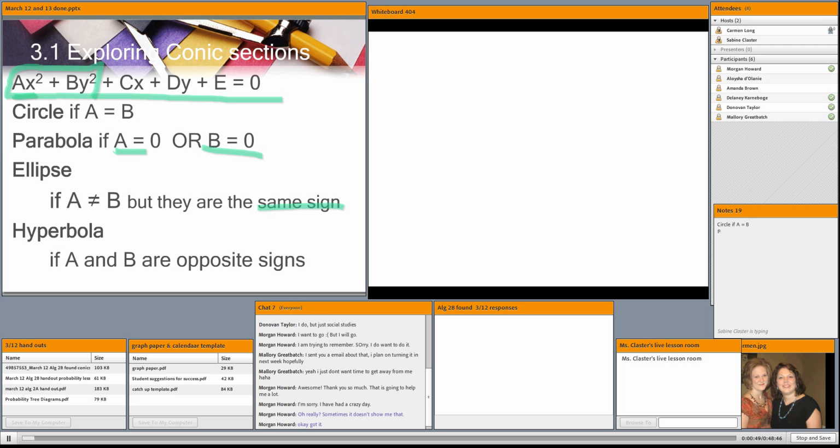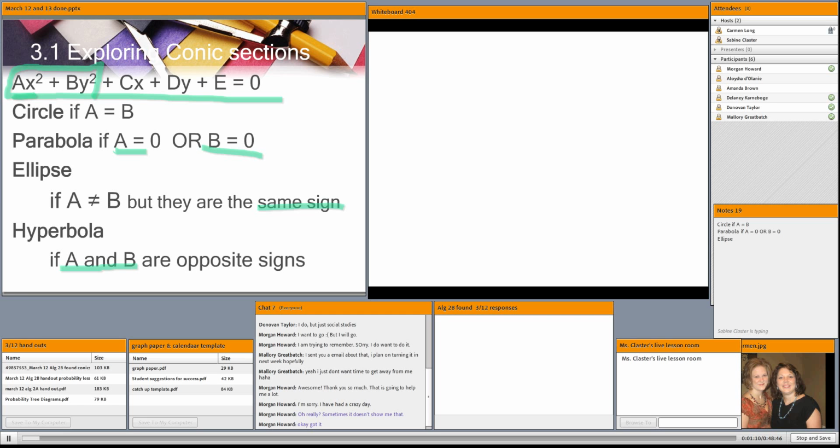Okay? And these are on the handout. That's what the handout is, the stuff that's on the slide, so you don't have to worry about writing it down unless you want to. And then in a hyperbola, the A and B are opposite. So the A will be a negative number or the B will be a negative number, but the other one will be positive. Any questions about the general way to tell if a conic section is what it is?